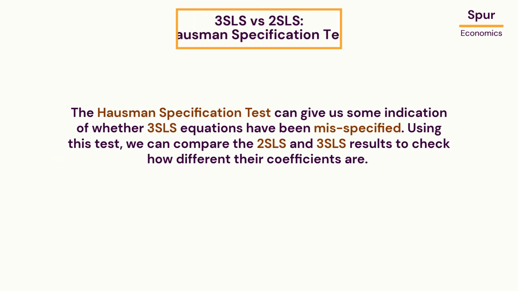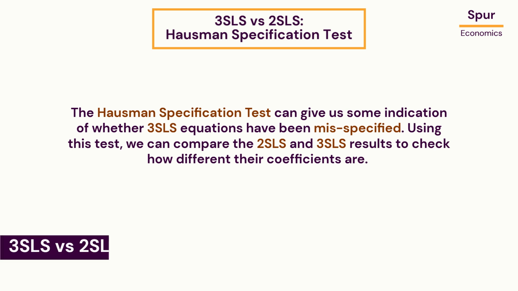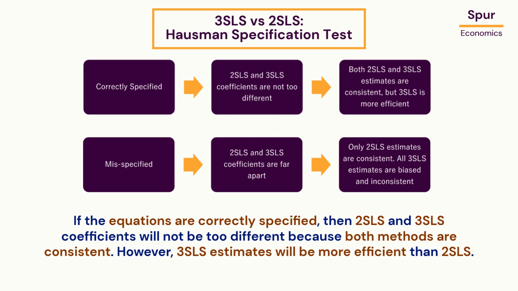The Hausman Specification test can give us some indication of whether 3SLS equations have been misspecified. Using this test, we can compare the 2SLS and 3SLS results to check how different their coefficients are. If the equations are correctly specified, then 2SLS and 3SLS coefficients will not be too different because both methods are consistent. However, 3SLS estimates will be more efficient than 2SLS.